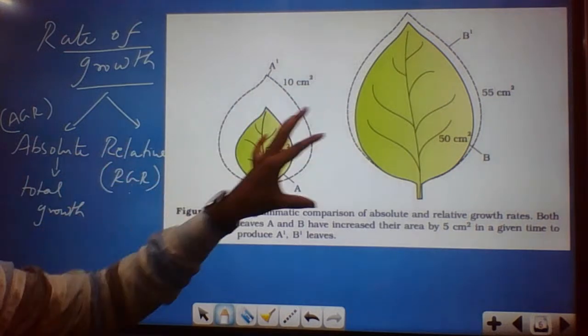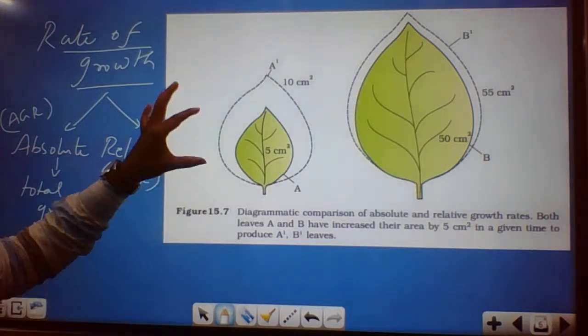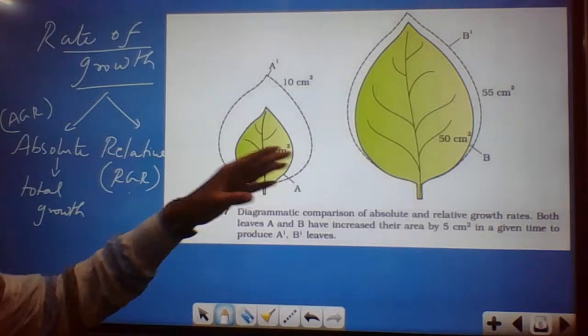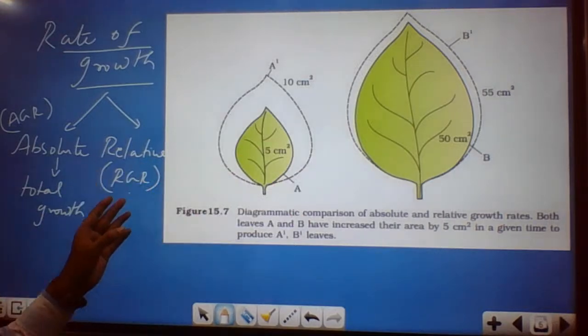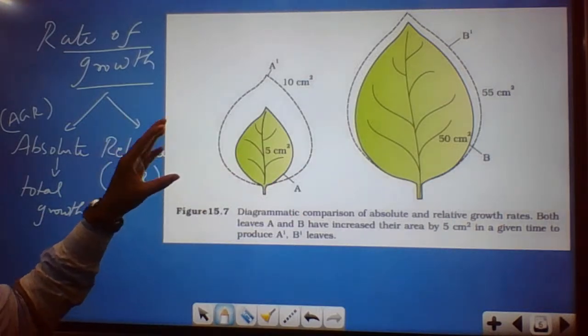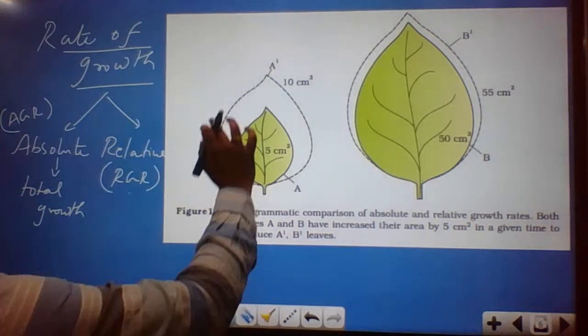If they give this type of diagram, they ask you to identify the absolute growth rate and to calculate the relative growth rate. Absolute growth rate calculation is very simple. So how do you calculate it? For example, this diagram they have given.